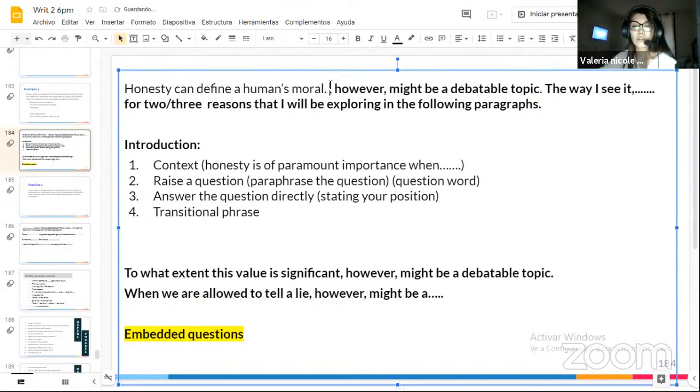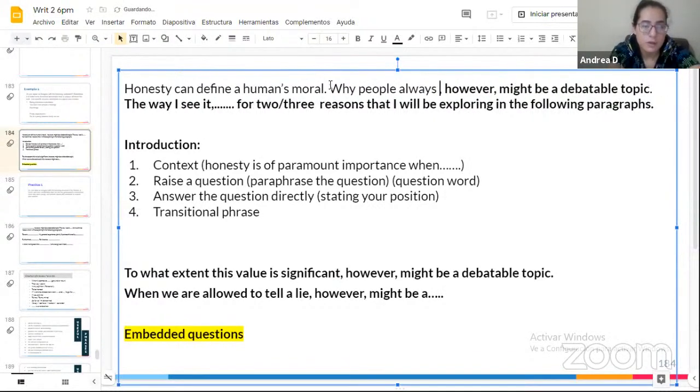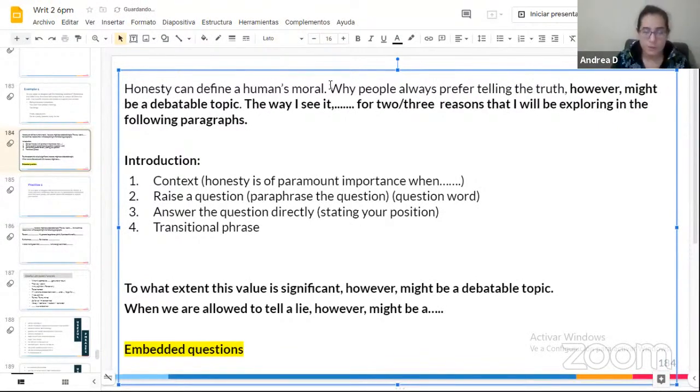Okay, in this case, I can use, I wonder why people always prefer telling the truth. Okay, I mean, you could say that without the I wonder, right? So just why people always prefer telling the truth, however, it might be a debatable topic. So you're kind of questioning this, like why do people always prefer telling the truth? So you're kind of questioning that, but in a sentence. So you don't need the I wonder anymore.